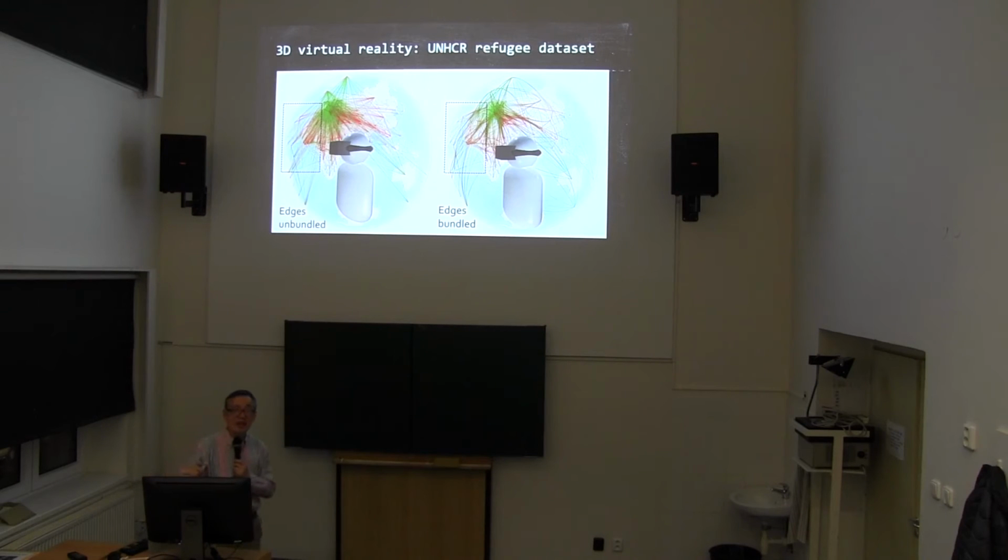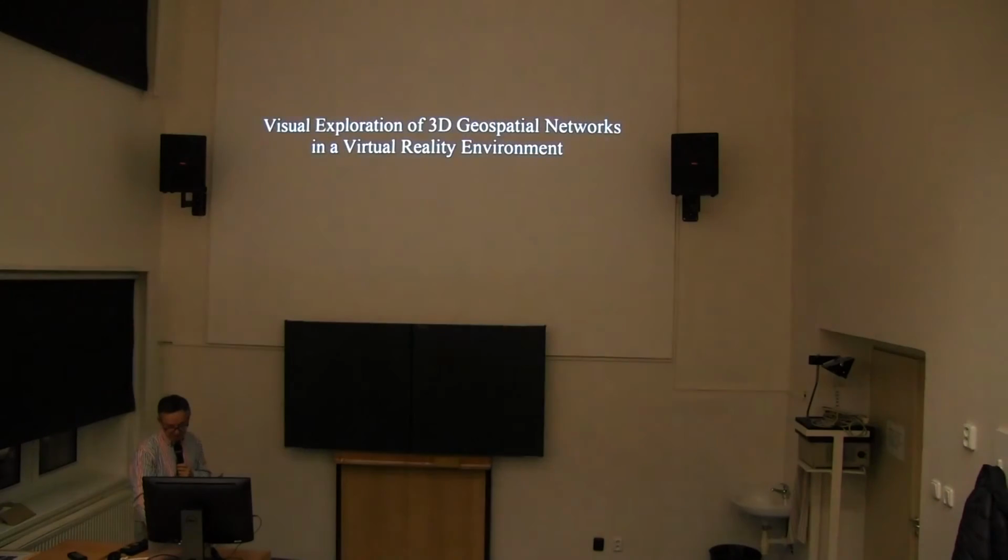So instead, we use color. The beginning is red and the ending is green, so you can clearly see where it starts and where it ends. This is why the lines gradually change from green to red. And we implement this. You see, this is no bundle, and this is bundled edges. We actually implemented this in the 3D virtual reality environment.